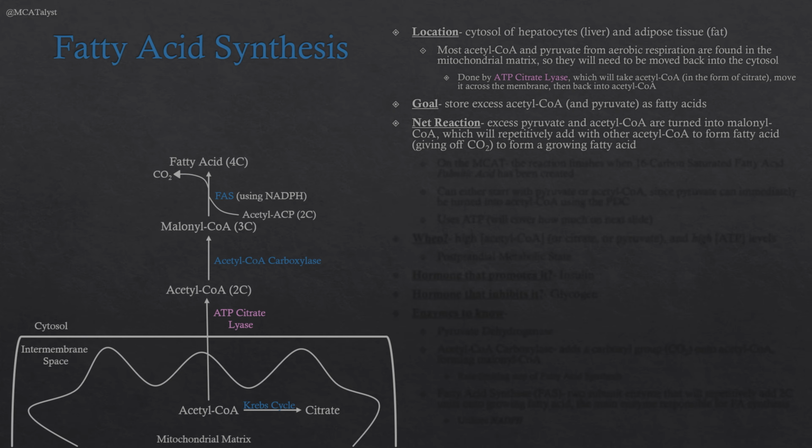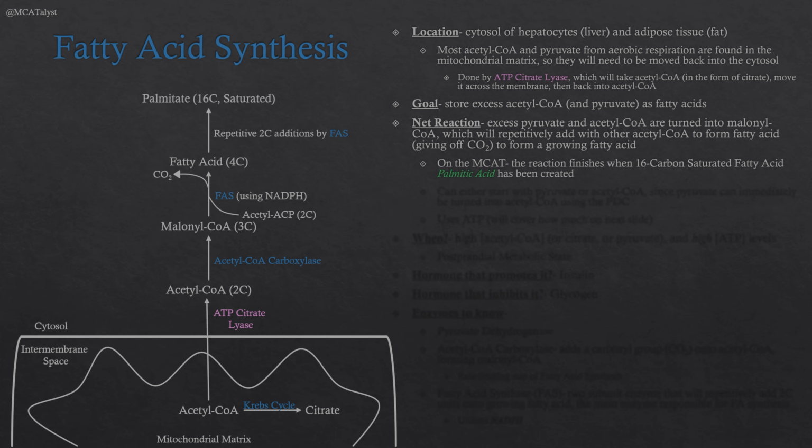Basically, we are repetitively adding acetyl-CoA units onto themselves. We just have to go through this malonyl-CoA intermediate step. So this process is going to repeat until we form what's called palmitate or palmitic acid. They're the same thing. This is a 16-carbon saturated fatty acid. So we're going to repetitively add these 2-carbon acetyl-CoAs until we get to that 16-carbon number.